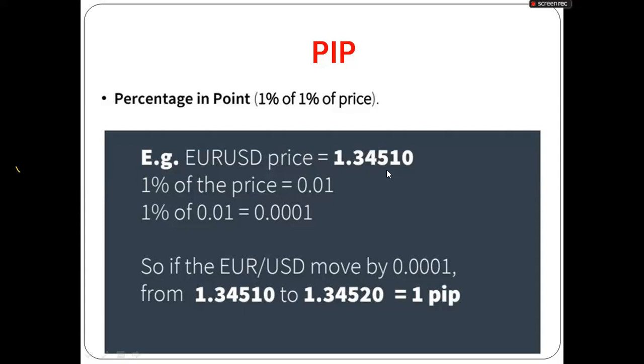Now, supposing the price that you saw was at 1.3451 and it then reduced to 1.3450. It means that it has moved lower by 1 pip as well. Is it clear? If it's clear, type clear. If it's not clear, type unclear.